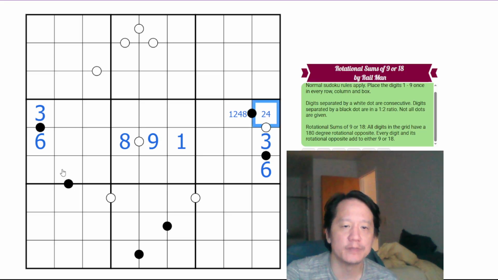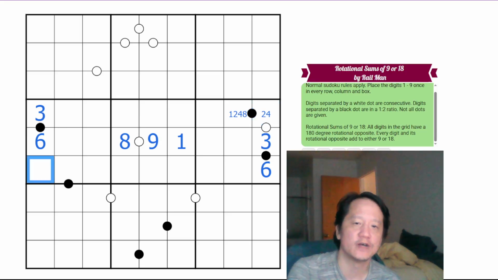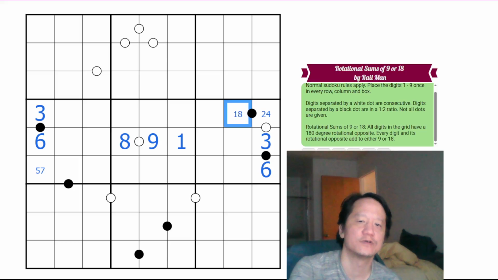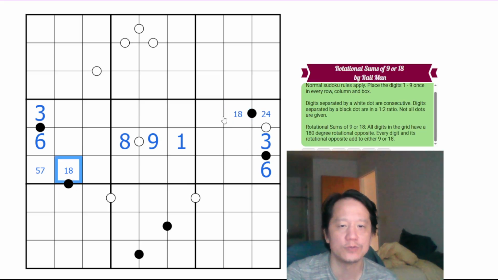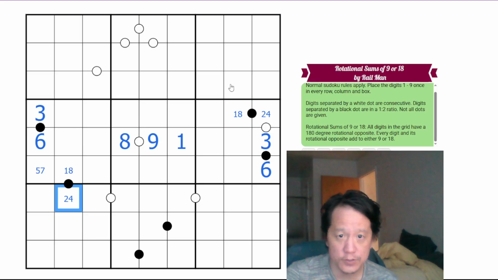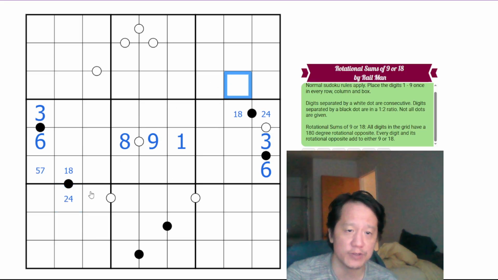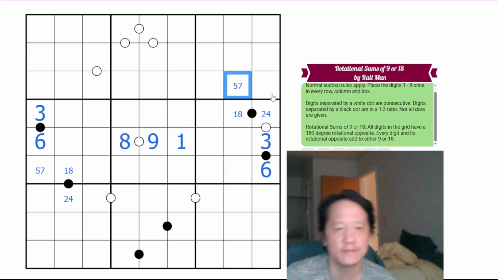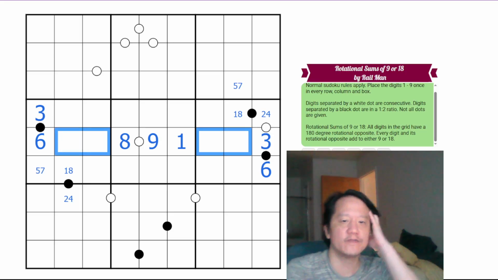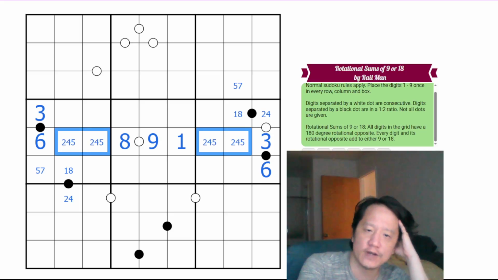adding up to 9 with this digit, so this is 5 or 7. And this digit cannot be 5 or 7, so this can't be 2 or 4 here, so it must be 1 and 8 and 1 and 8, adding up to 9. 1 and 8 forces this to be a 2 or 4 here. So this digit must add up to 9 with that, so it's 5 or 7. Remaining digits in row 5 are 2, 4, 5, 7.